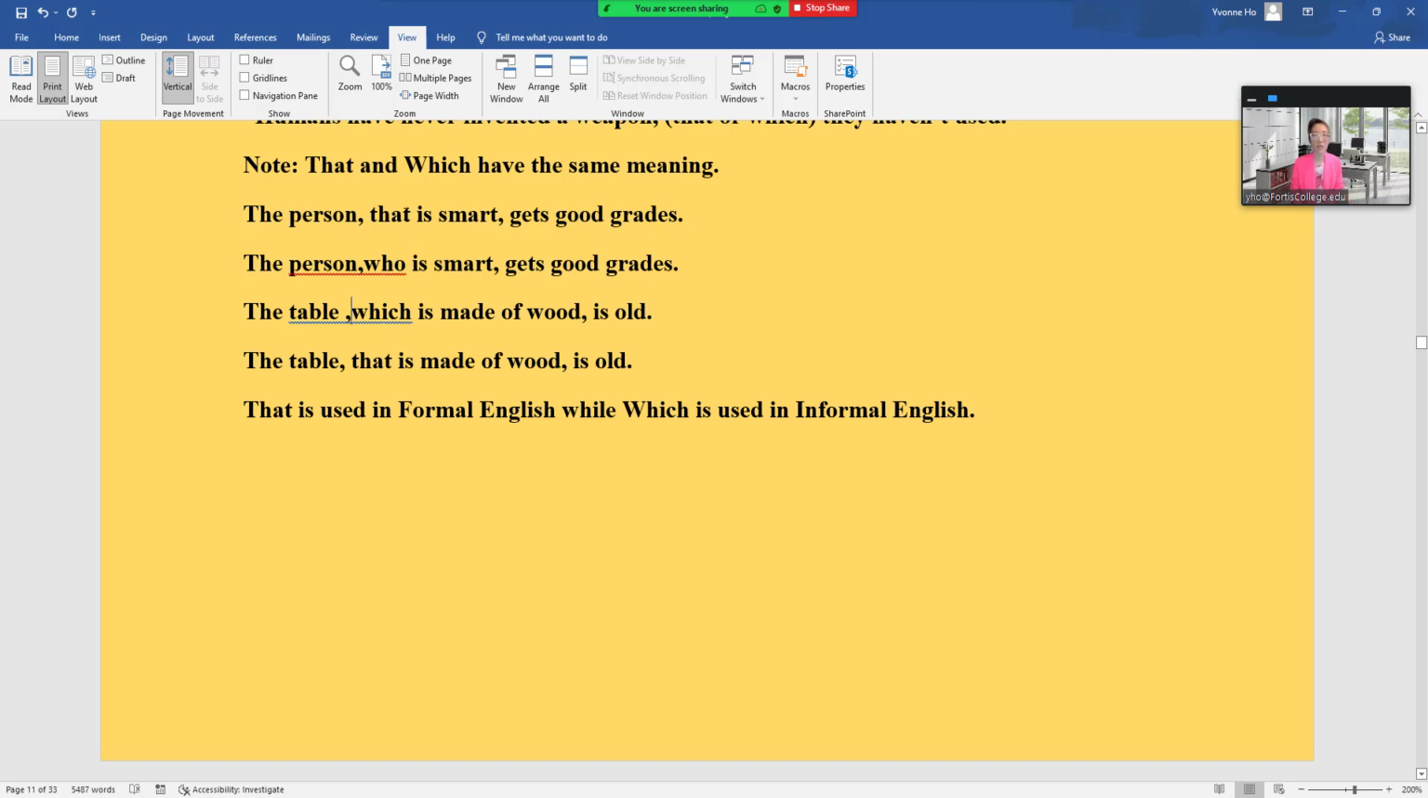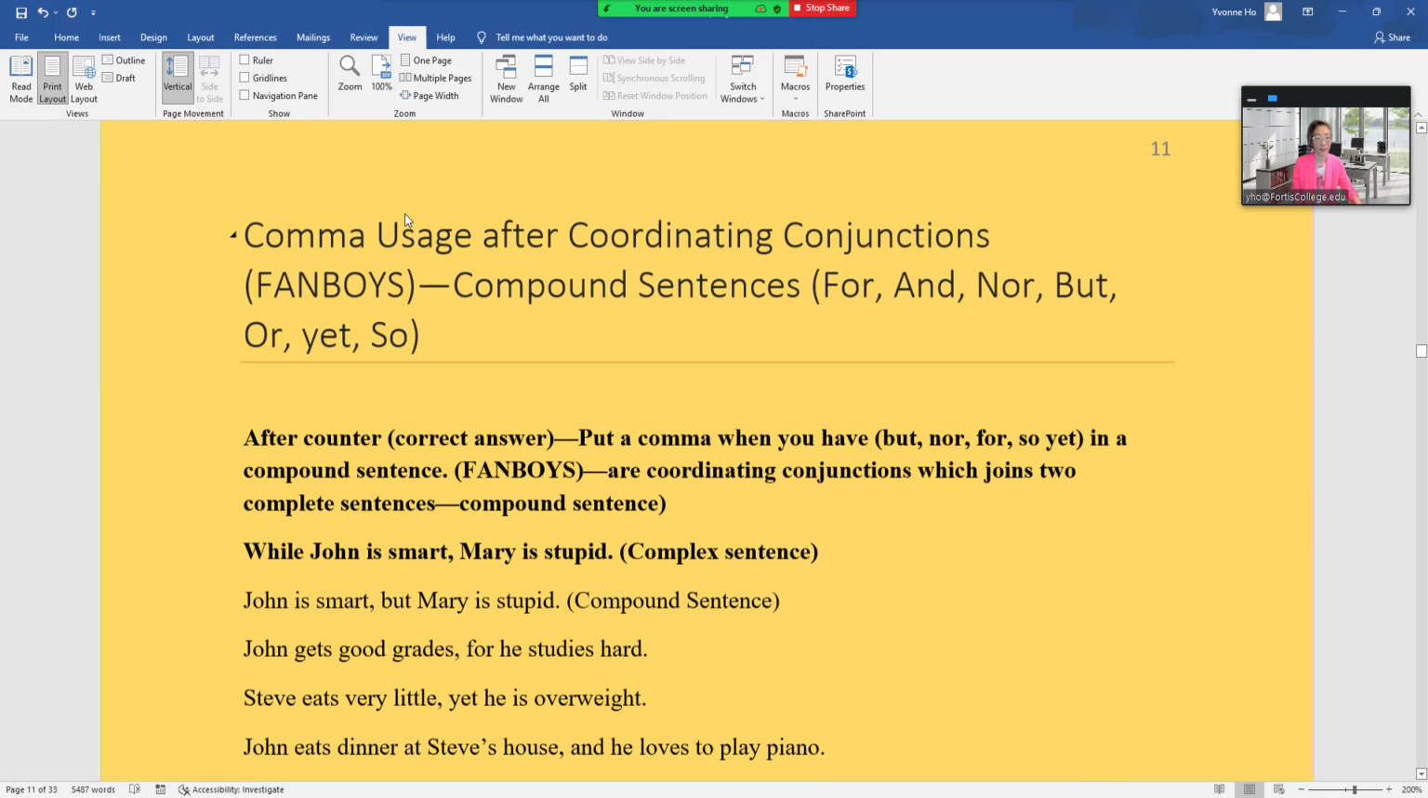So which is used for things, but that can be used for things and people. And that is more informal than which or who. So if we want to be formal, we would use who and which in our writing instead of that.